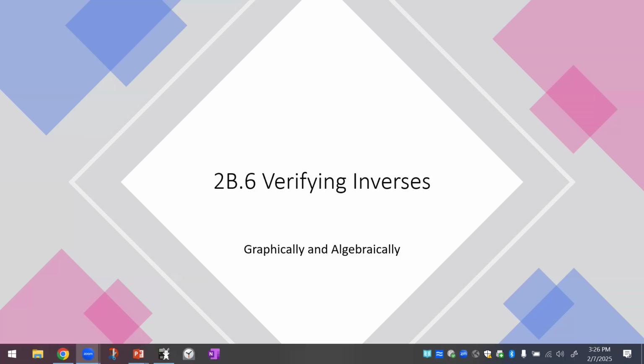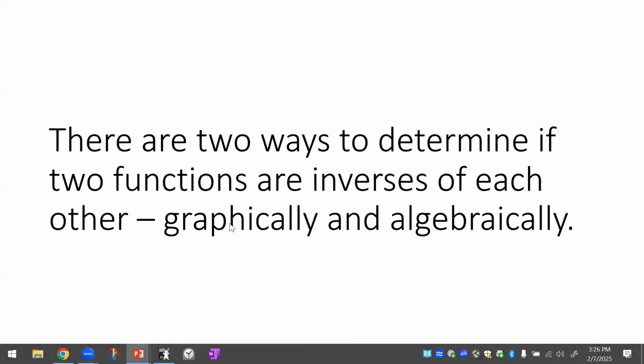We're on the last section, 2B.6, verifying inverses. For the most part, we're pretty confident with graphically, but we're going to reiterate it, because there are two ways to identify whether two functions are inverses of each other: graphically and algebraically. We kind of lump table with graph, because usually a table is going to lead to a graph.